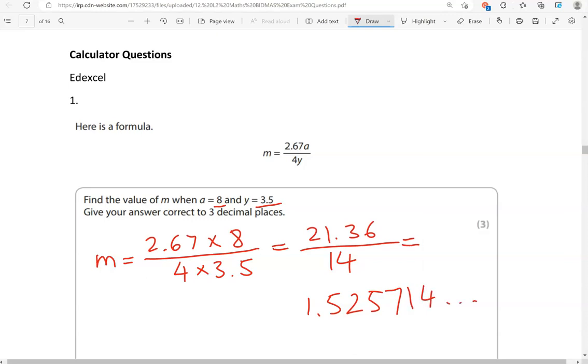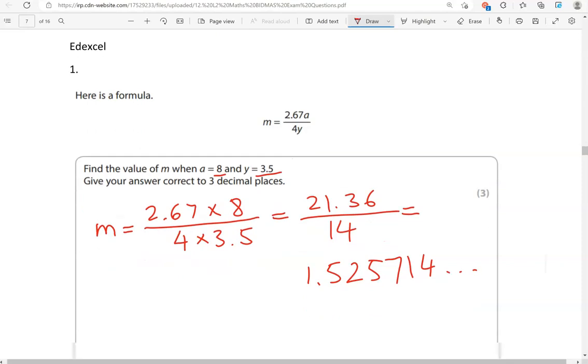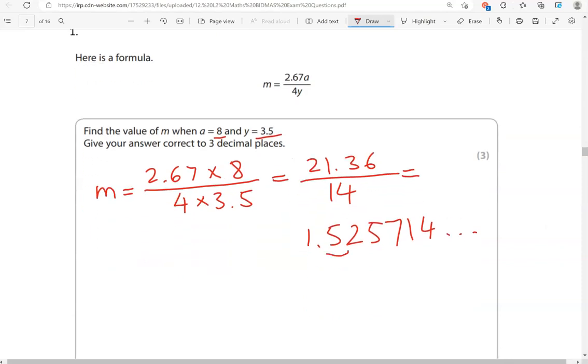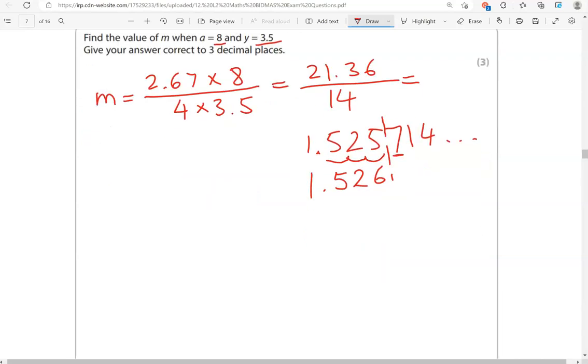I'll stop there, and we've got to give our answer correct to 3 decimal places, so that is 1, 2, 3 places after the decimal point. So this will be the cutoff point. We'll look on the right to decide what we do. That's a 7, so if it's 5 and above we round up, so this digit in fact becomes 6, and the digits in front remain the same. So 1.526.